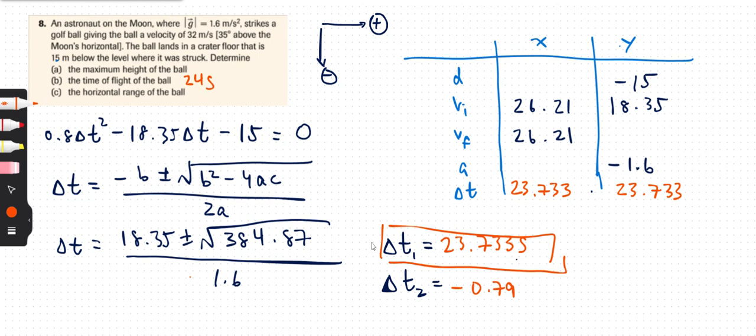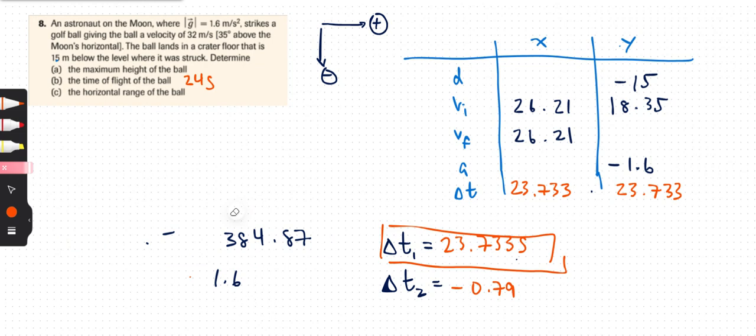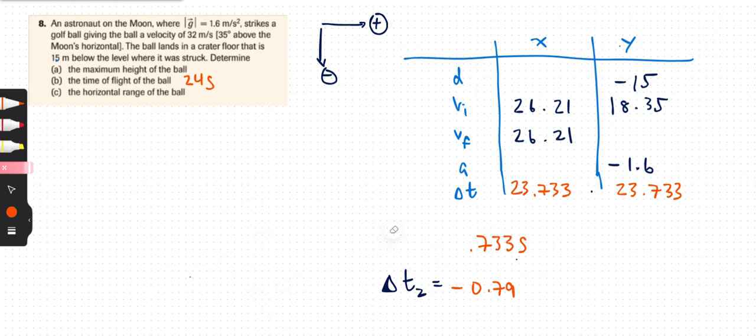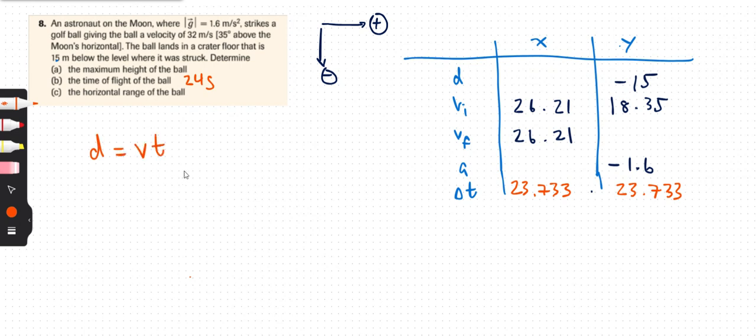Now, we still have to find C, the horizontal range of the ball. This is the easy part because we're dealing with the x component, which doesn't have any acceleration. Whenever you don't have acceleration, you can use the formula d equals vt. And this will only work if you don't have acceleration, and as you can see, in the x component, there's no acceleration. So the horizontal range of the ball can be represented by d, the distance.